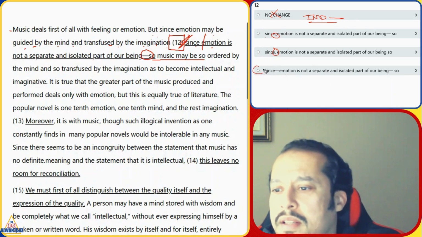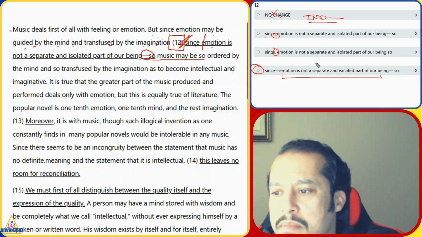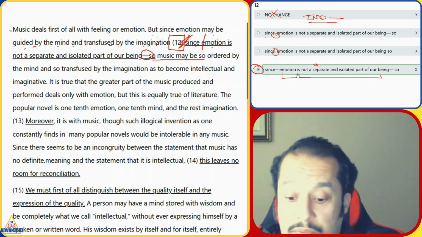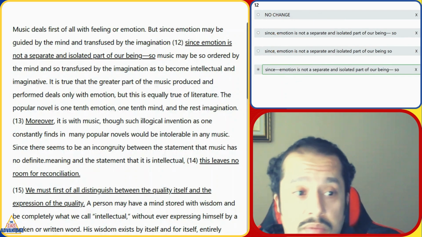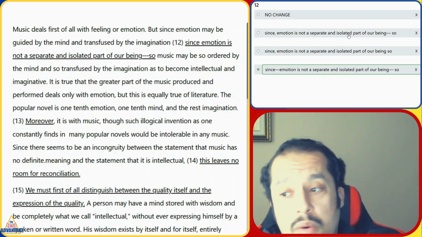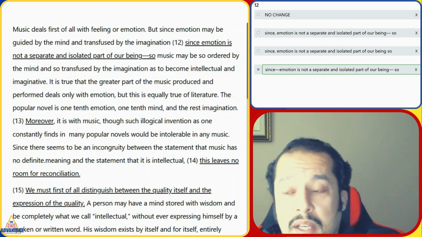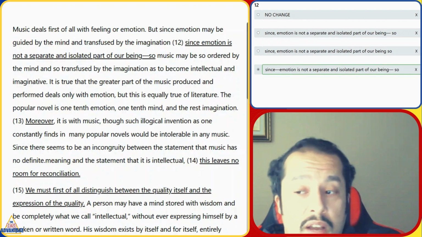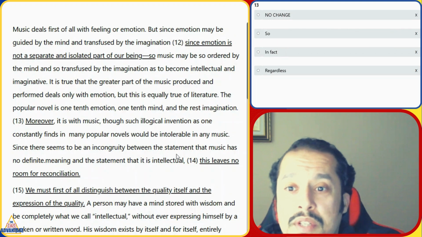So the only thing I can say is D, the double dash. It makes this idea clear. Very weird question for me. The very weird one of the weirdest questions. I would go with the double dash وخلاص وريح دماغي in this case because there's a lot of problems here. Number 13.